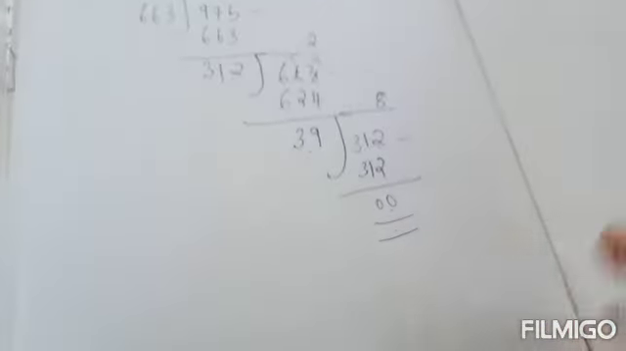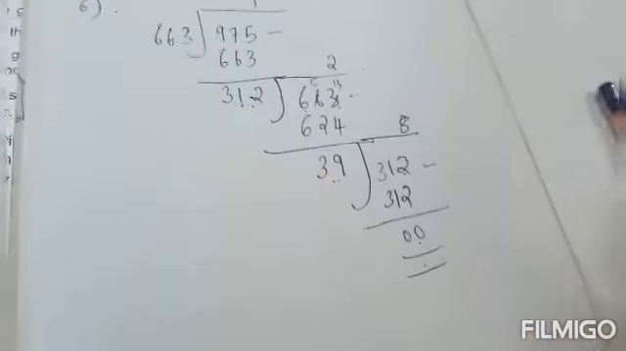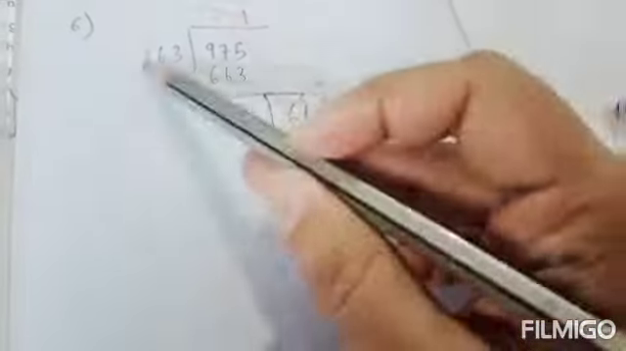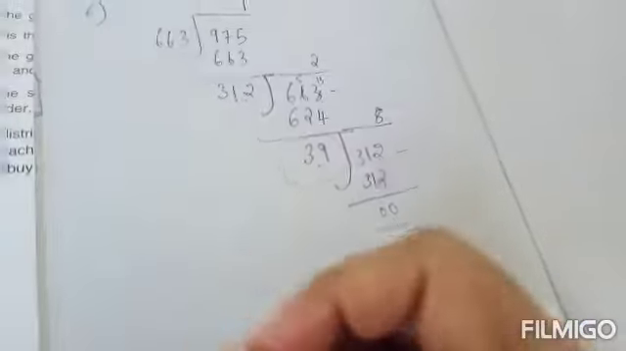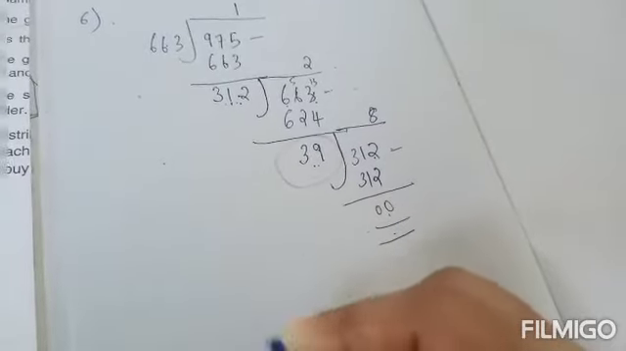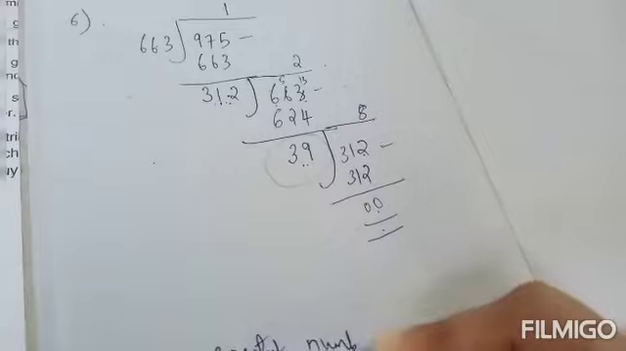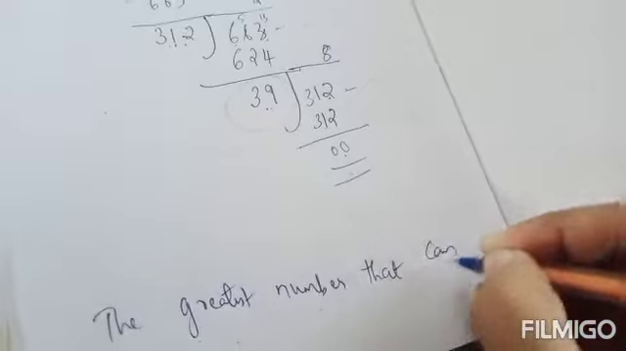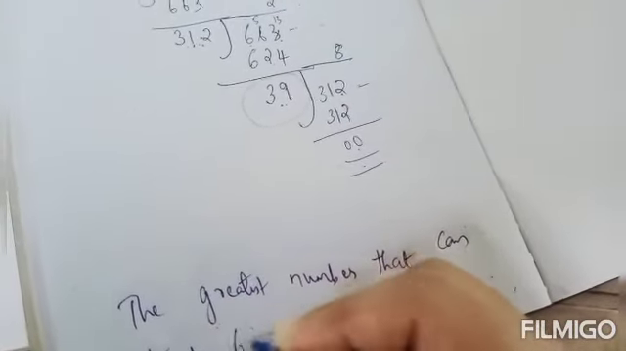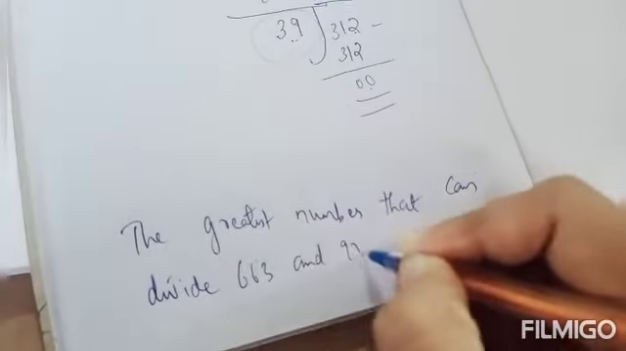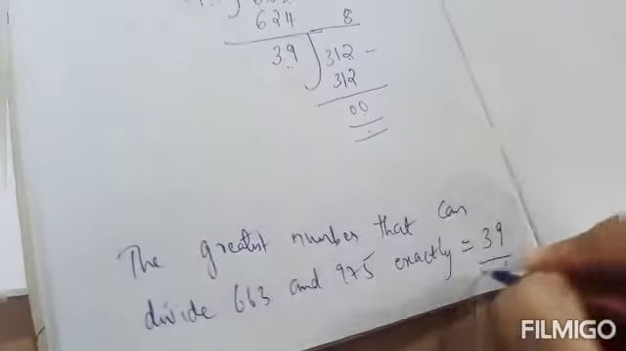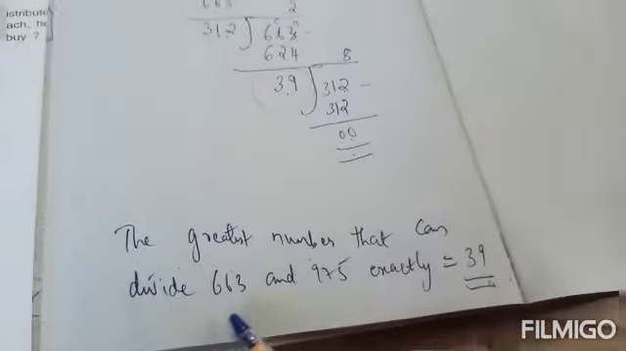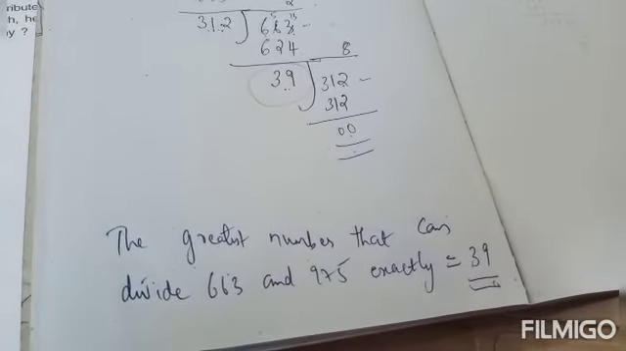So what is the HCF? You can write HCF of 975 and 663, it is 39 here. Now conclusion, you can write the greatest number that can divide 663 and 975 exactly equal to 39. That is HCF of 663 and 975. So this much for this class.